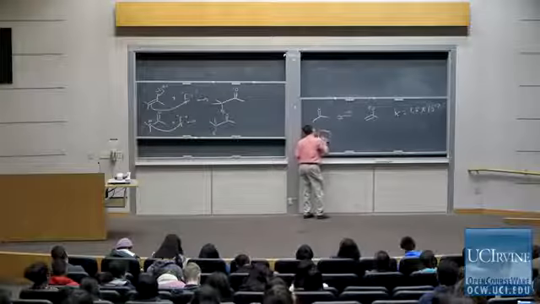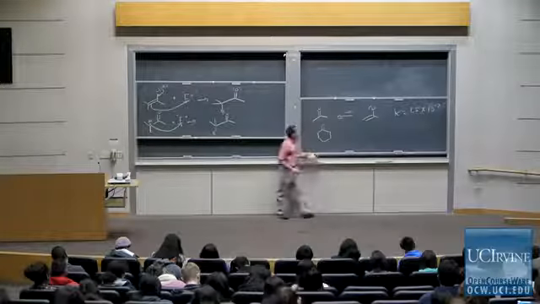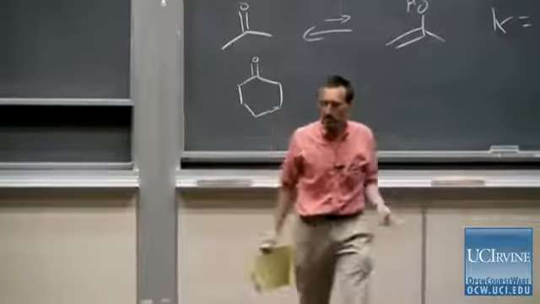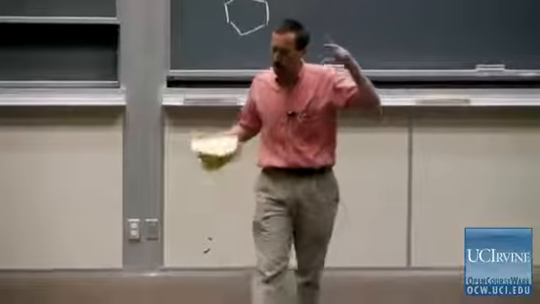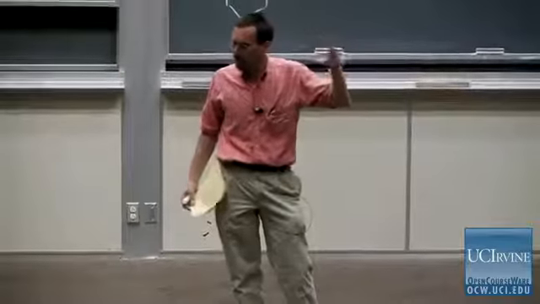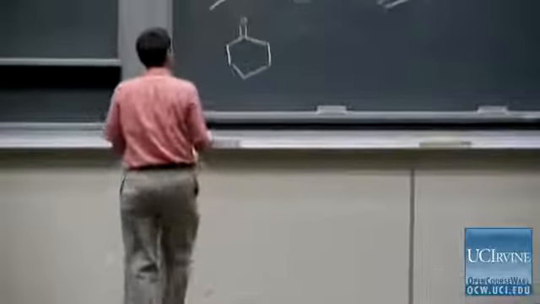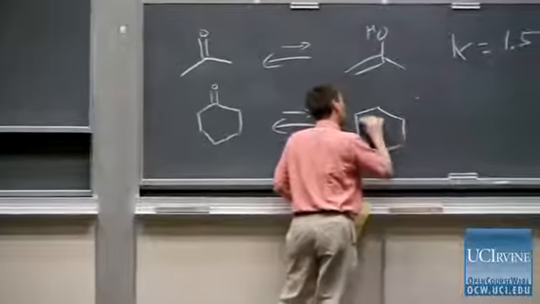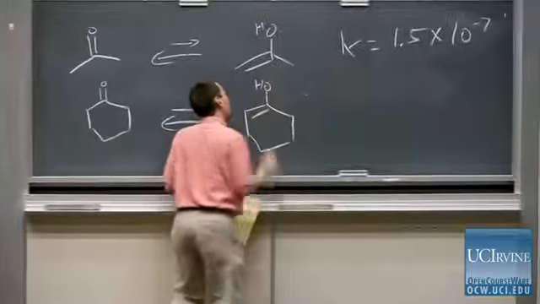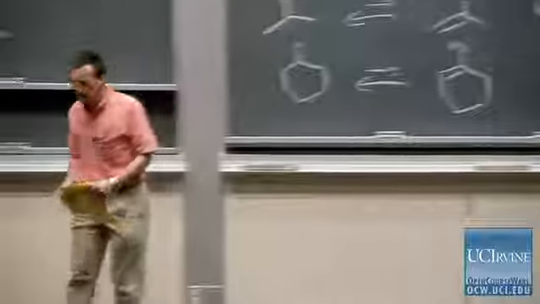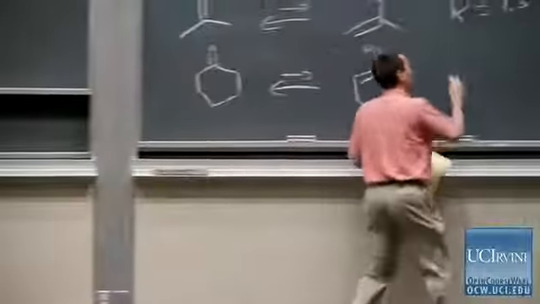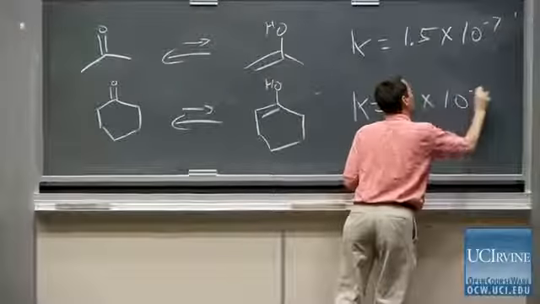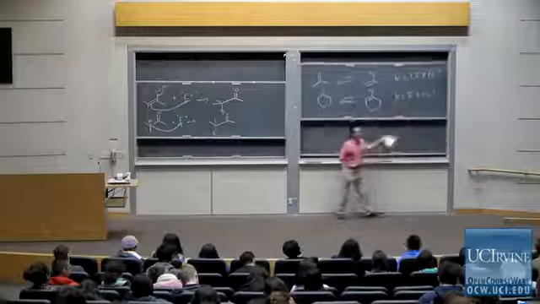Cyclohexanone, in general, more substitution makes for a more stable double bond. We learned this in the chemistry of alkenes, that in general, when you put alkyl groups on a double bond, it's more stable. So cyclohexanone exists in equilibrium with the enol, and it's a little bit more enolic than acetone. The equilibrium constant is 5 times 10 to the negative 5. Again, just a hair more than 1 part in a million, whereas before we had a hair less than 1 part in a million.